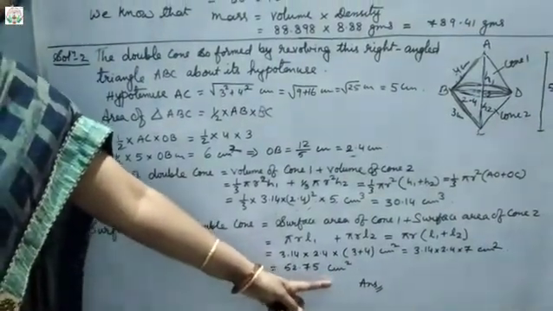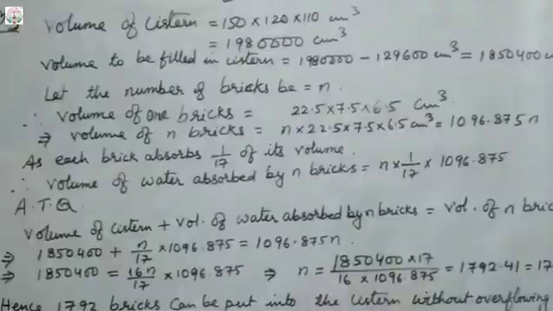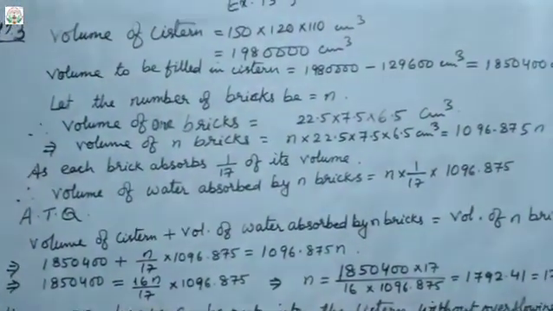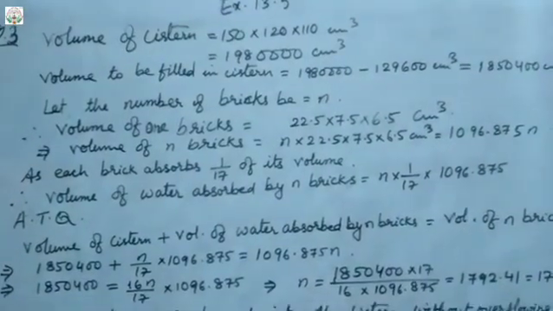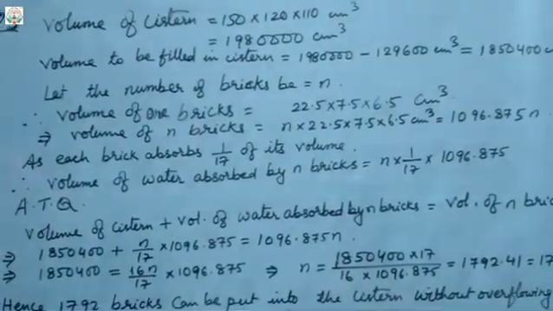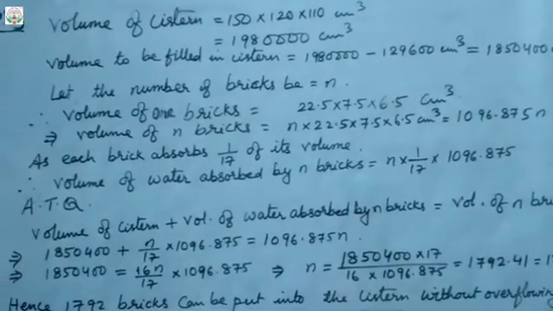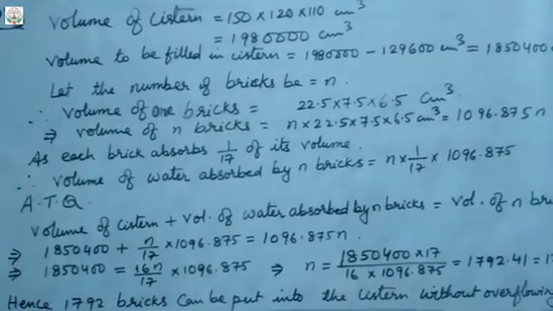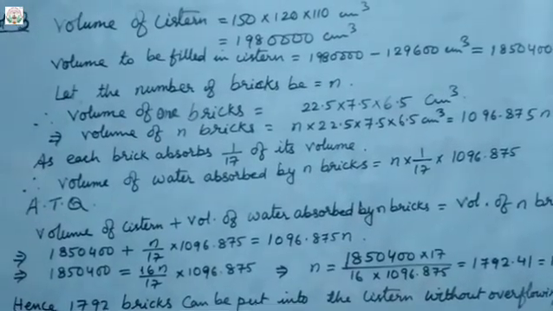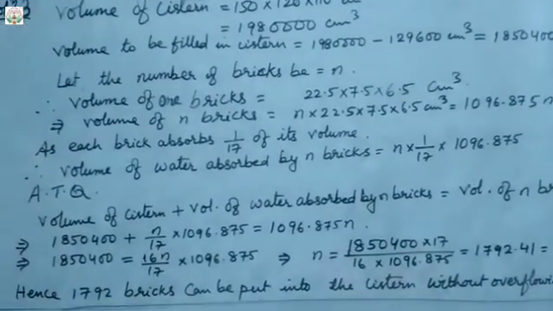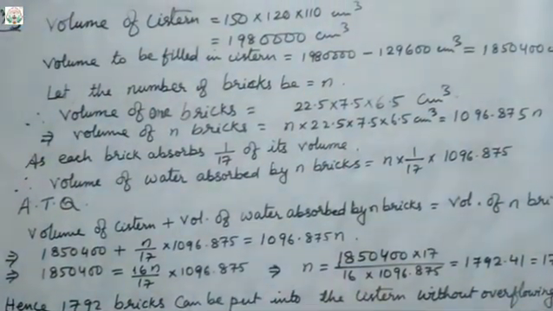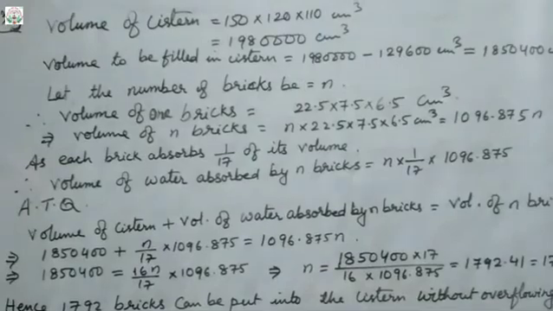So surface area of the double cone will be 52.75 square centimeter. Okay. Now see children, third question of it: a cistern internally measuring 150 cm into 120 cm into 110 cm has 1,29,600 cubic centimeter of water in it. Porous bricks. Porous means bricks in which pores are there, small holes are there.